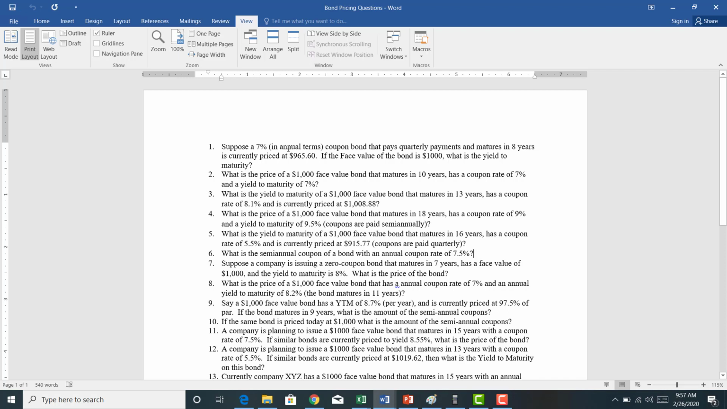Suppose a 7% in annual terms coupon bond that pays quarterly payments and matures in 8 years is currently priced at $965.60. The face value of the bond is $1,000. What is the yield to maturity?